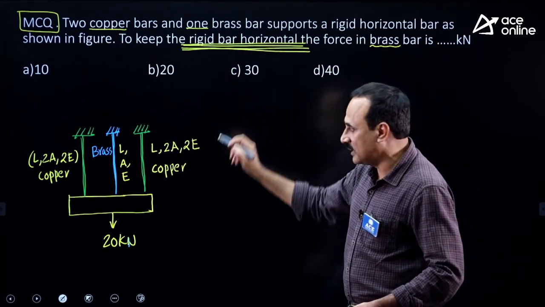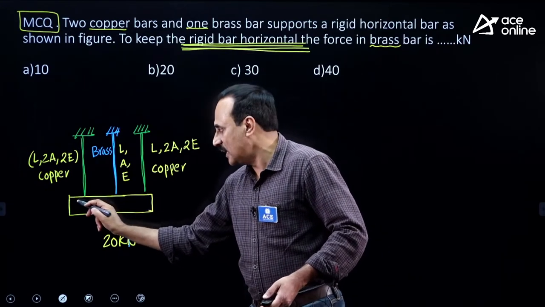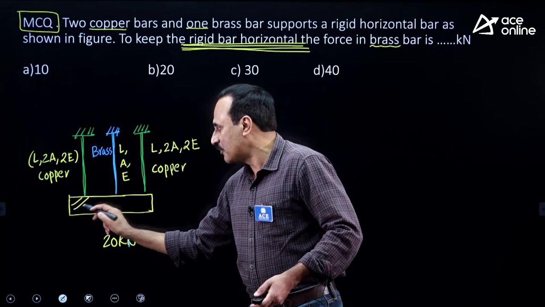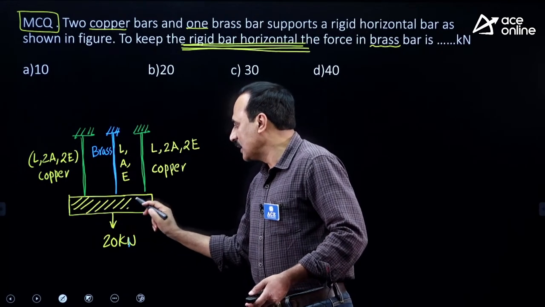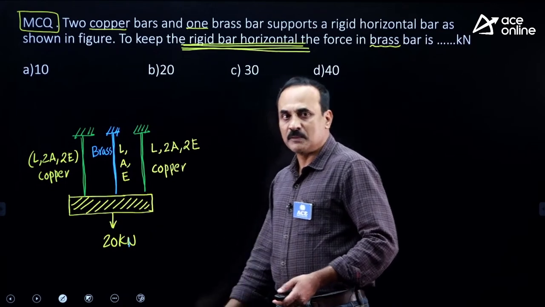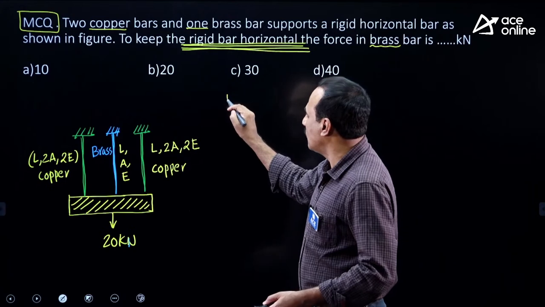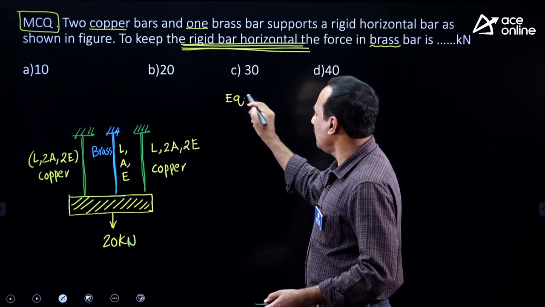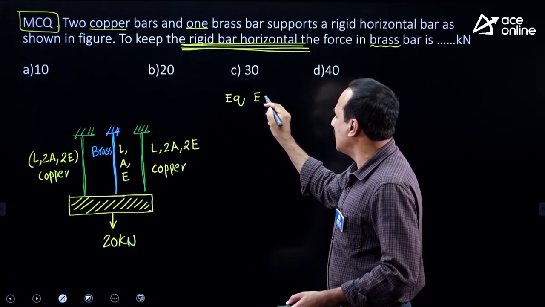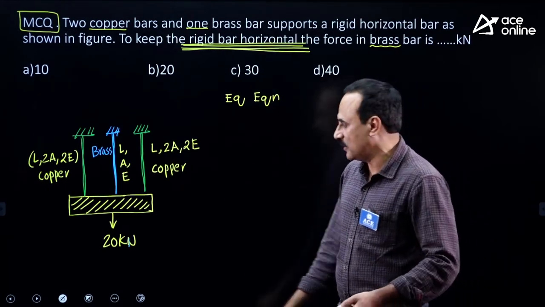Rigid bar must be horizontal. This is the rigid bar actually. The rigid bar must be horizontal before the application of load and even after the application of load, the rigid bar must be perfectly horizontal. So first we'll take the equilibrium equation. The equilibrium equation says that sigma vertical force is equal to 0.